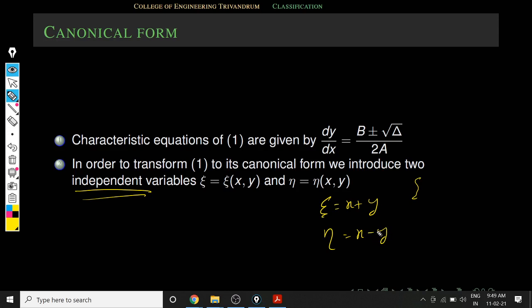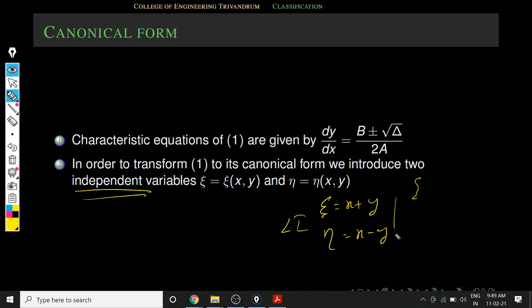Yeah, they are independent, because in the case of two functions, they are dependent only when one of them is a scalar multiple of the other. Scalar multiple of the other means a number times something. For example, in this case they are linearly independent.